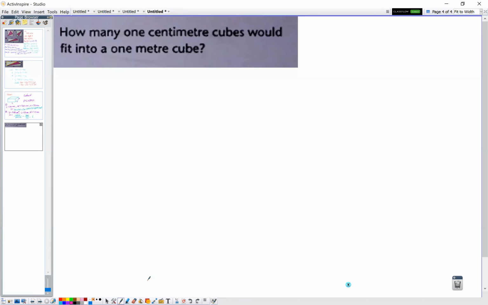We had to compare the units. So for the first one, 1 centimeter cubed. You can see the volume for the small one is 1 centimeter times 1 centimeter times 1 centimeter. The answer will become 1 centimeter cubed.